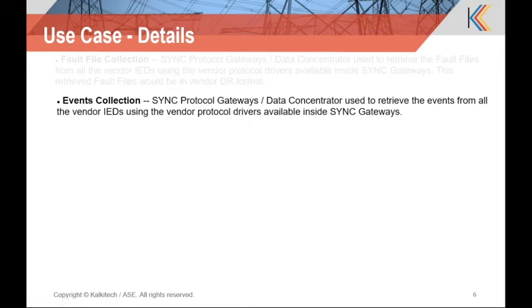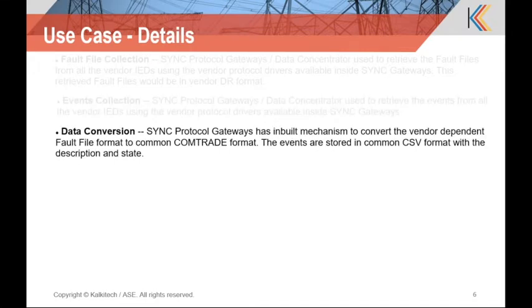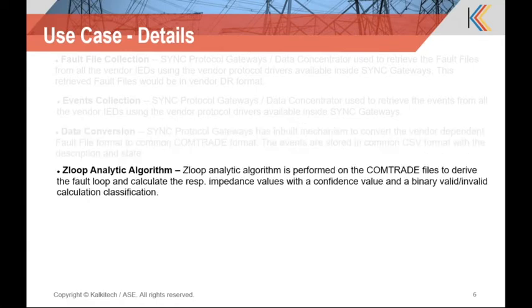After retrieving the fault files, it also collects the event files from the IEDs, the protection relays, and converts them into CSV format, and those event files are also available in Sync 2000. Then data conversion: the fault files are converted into the common ComTrade format. Events are stored in common CSV format and pushed to the central system for further analysis.